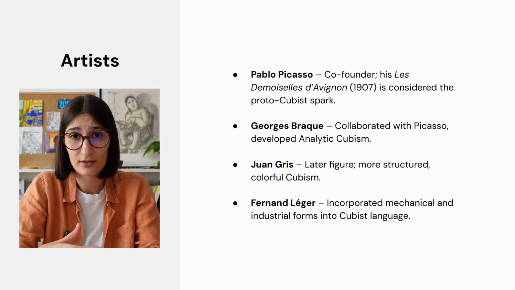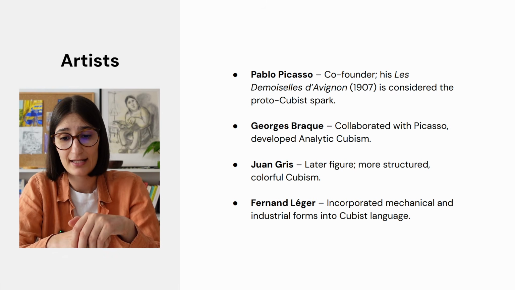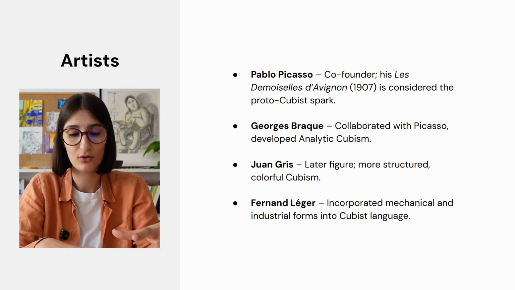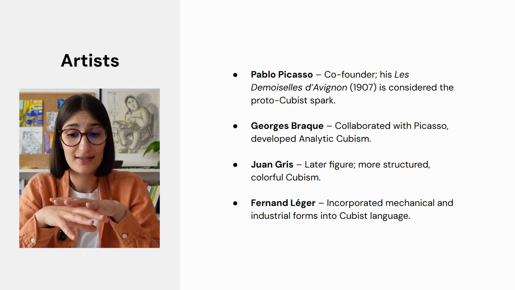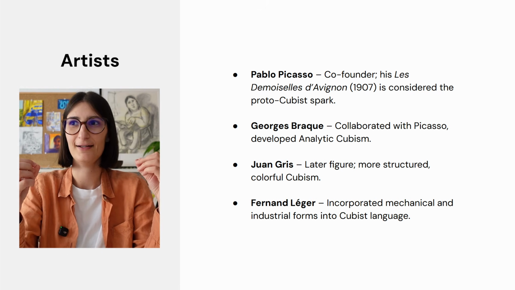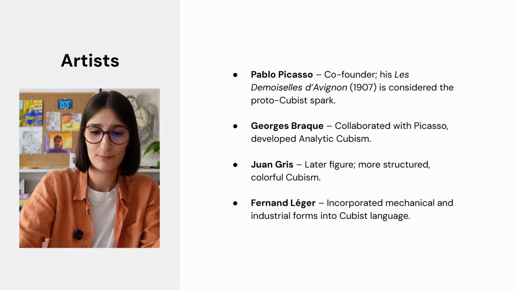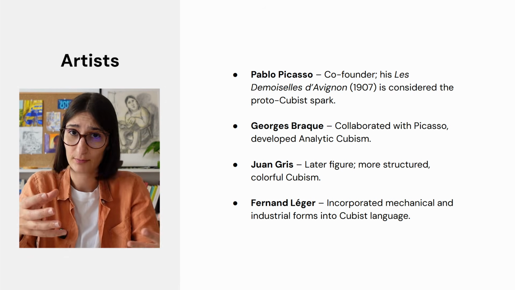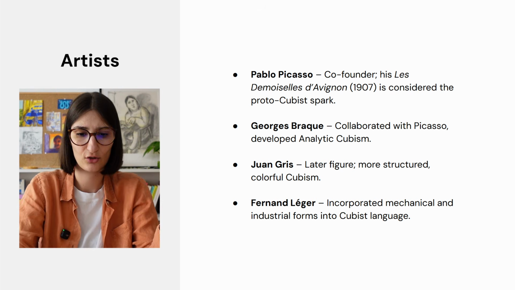These are the main artists of the movement. Pablo Picasso, co-founder, and his Les Demoiselles d'Avignon that he created in 1907 was considered the proto-Cubism spark, so the first painting of the movement. Georges Braque, who collaborated with Picasso from early on, and they developed analytic Cubism.